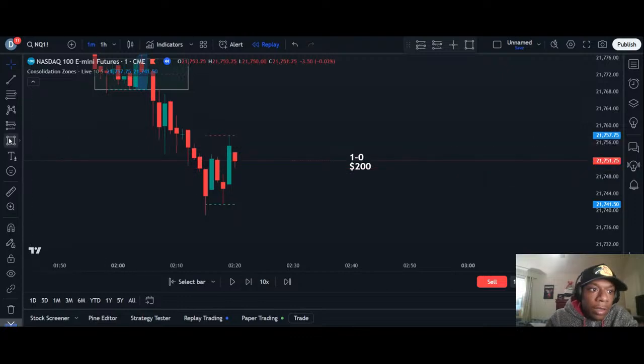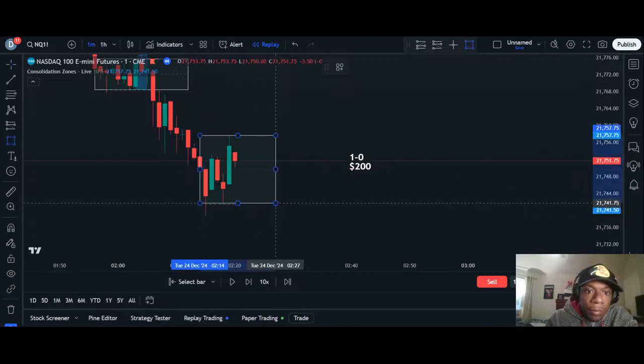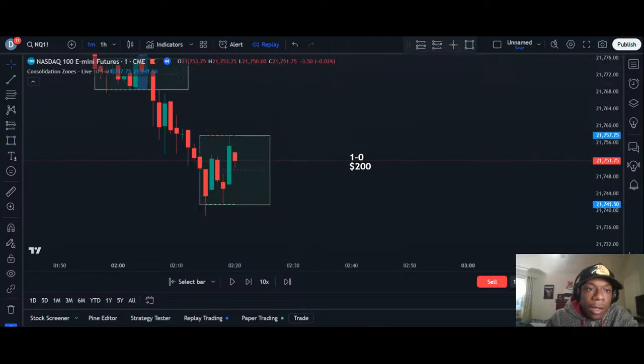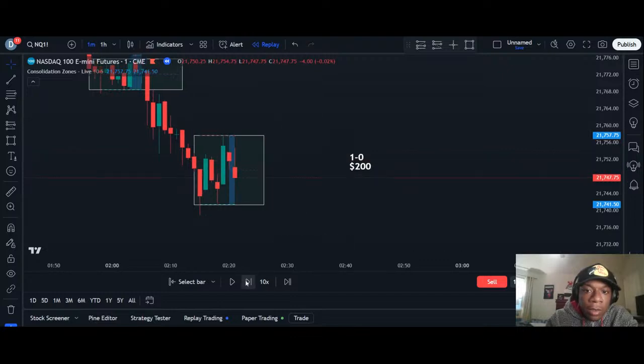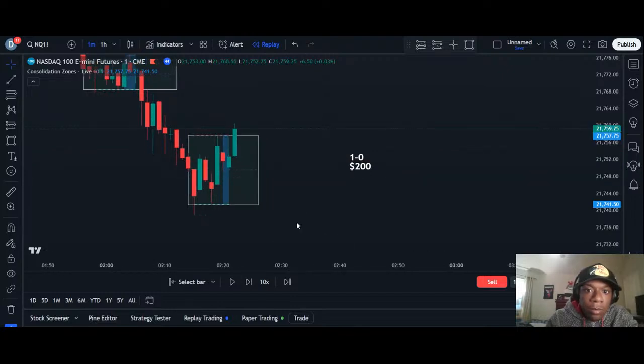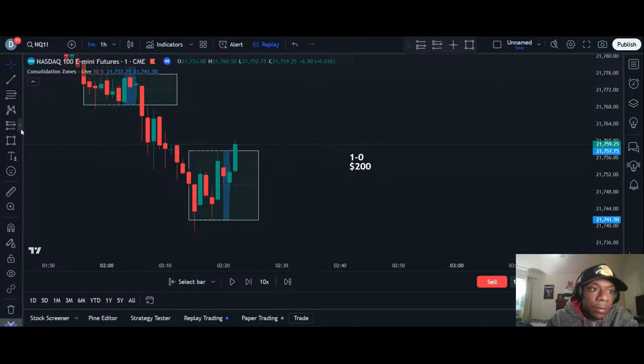Boom. We got another consolidation zone. Mark it out. Let's see what happens. Wait till we get the close. Boom, we got the close above.